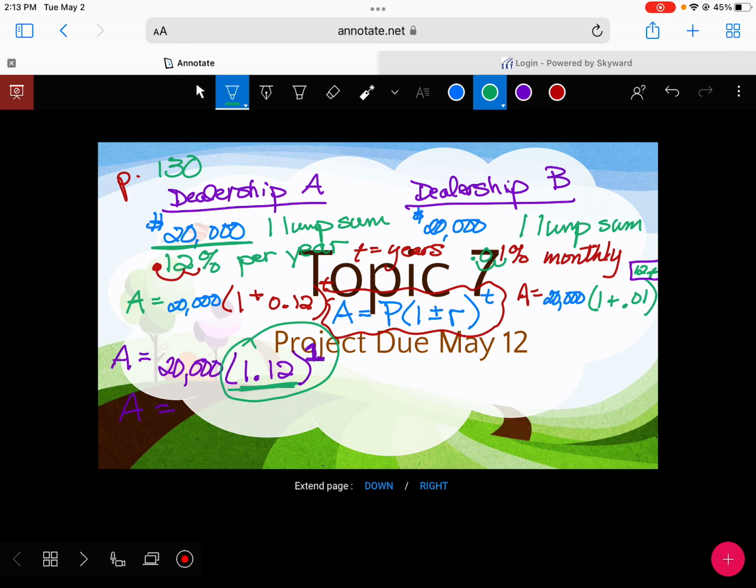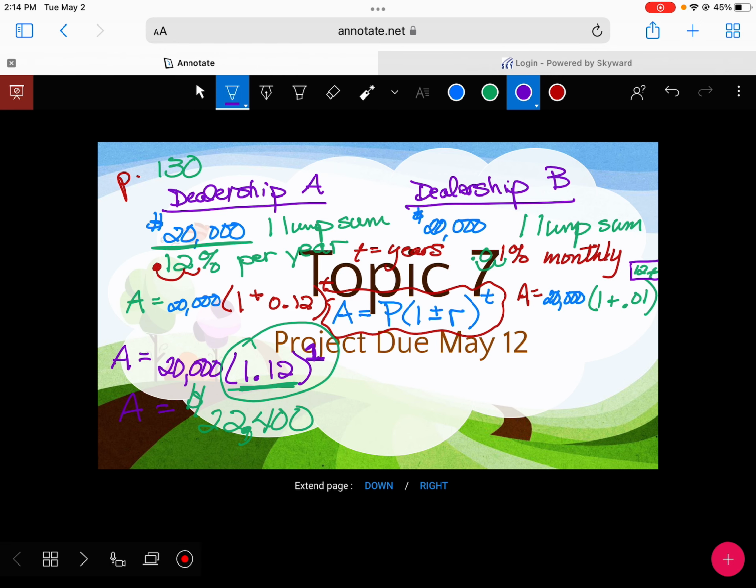22,400. So it's going to cost you $20,000 for the car and $2,400 in interest for the year. What do you think about that? That's just 1 year. What if you took a lot longer to pay for it, like 3 years? It's going to increase, yeah.